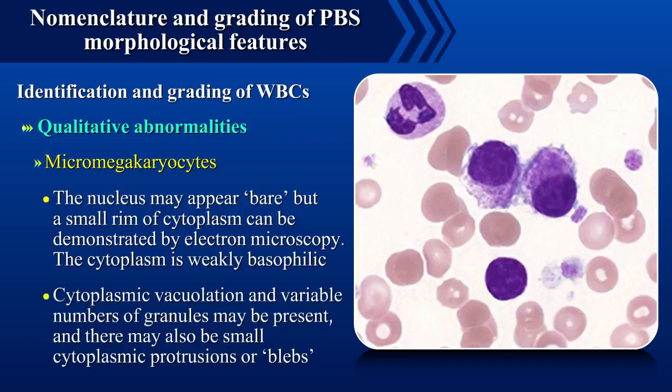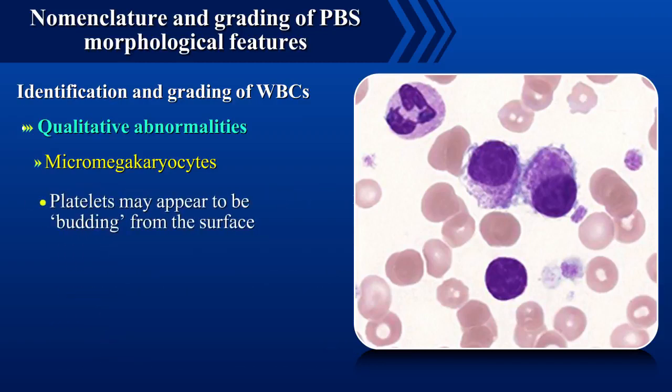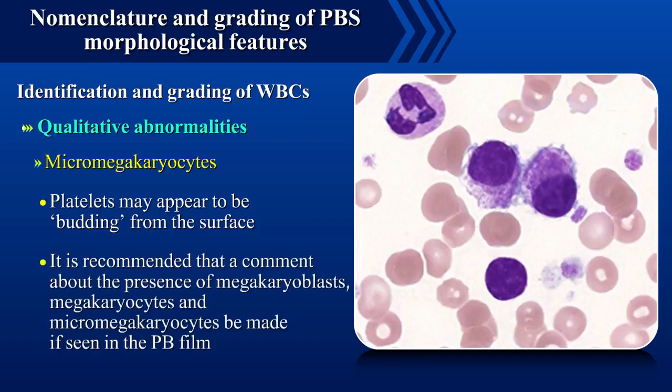Cytoplasmic vacuolation and variable numbers of granules may be present, and there may also be small cytoplasmic protrusions or blebs. Platelets may appear to be budding from the surface. It is recommended that a comment about the presence of megakaryoblasts, megakaryocytes, and micromegakaryocytes be made if seen in the peripheral blood film.